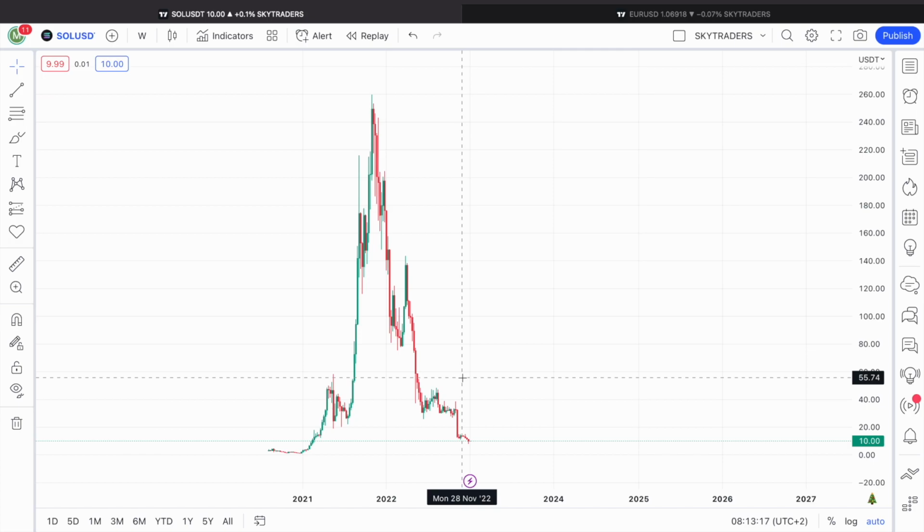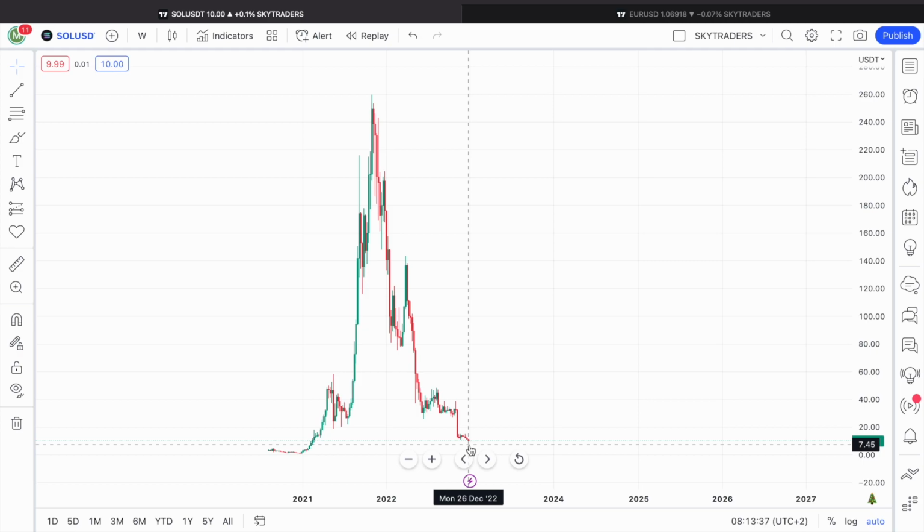A lot of this was because of SBF's collapse, the FTX collapse, and the current market conditions. It also dropped as low as $8.17 per coin back on the 26th of December.